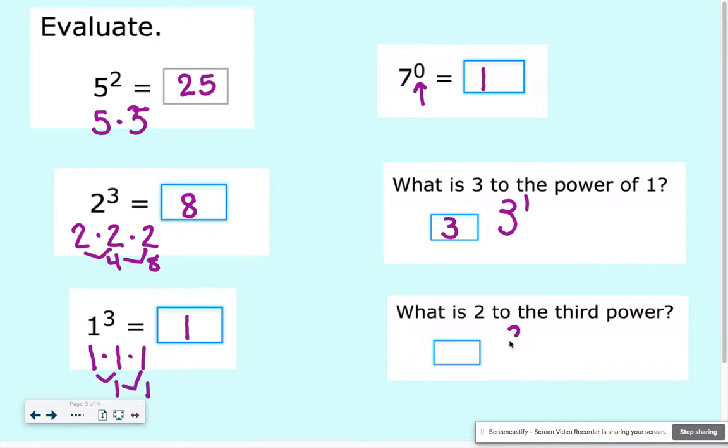What is 2, that's our base, to the third power? Anytime you see that word power, it's the exponent. So 2 to the third. Again, that means 2 times 2 times 2, 3 times. 2 times 2 is 4. 4 times 2 is 8. It's always good to show your work in your problem so that you have good proof for your answer. So 8 was our answer for 2 to the third power.